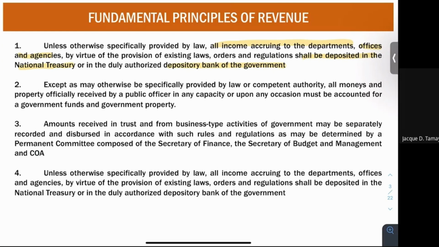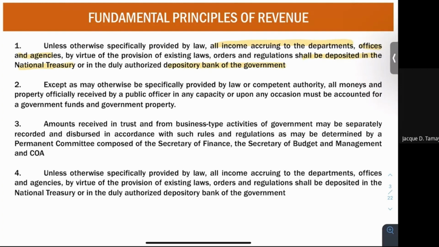So as a rule, all income must first be deposited. In short, if the entity will have an income, do not just make use of that income. That's misuse of funds. You should deposit it to the National Treasury.